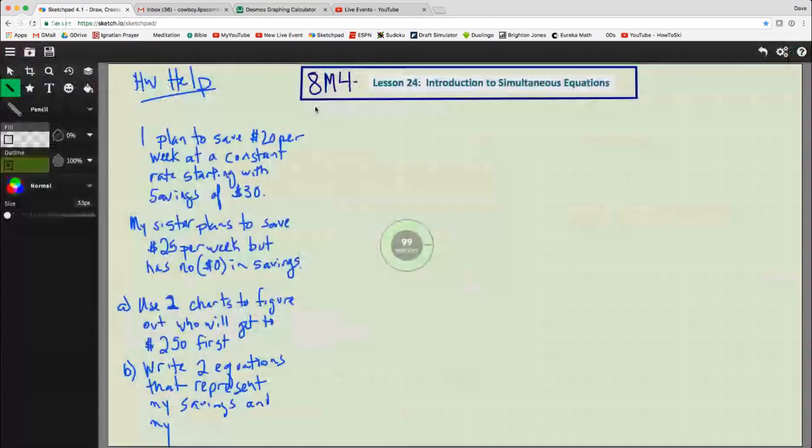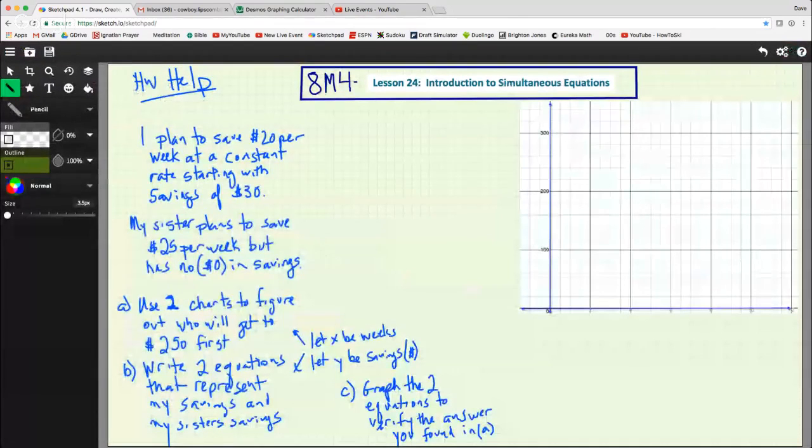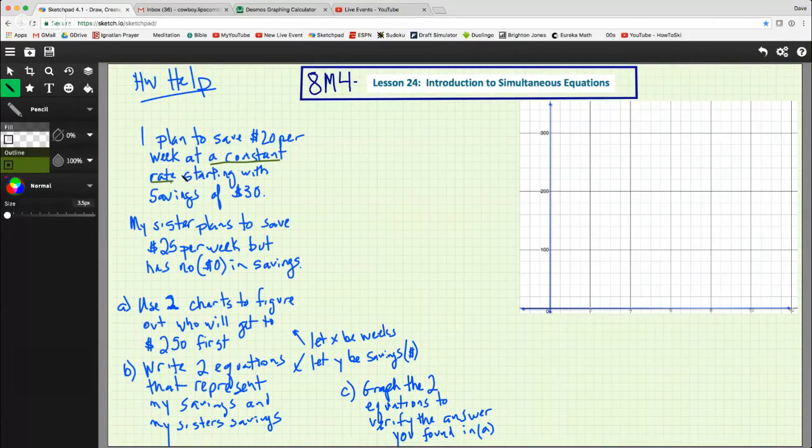Okay, so let's go to our example, and that's this. I plan to save, Mr. Lipscomb, I plan to save $20 per week at a constant rate. So get a load of this, at a constant rate. What does that mean about this $20 per week? What does that sound like? This is a rate. So a rate means a what? A slope.